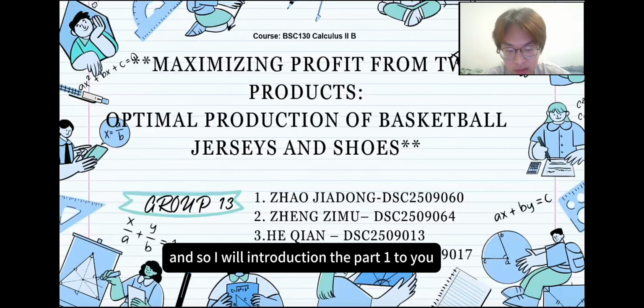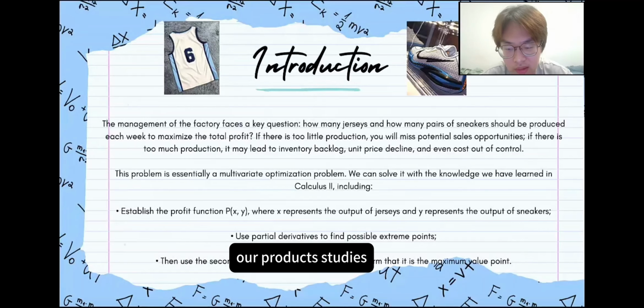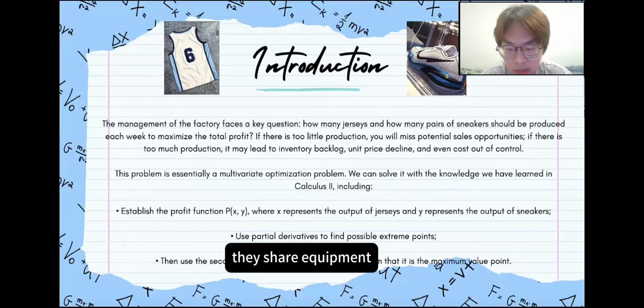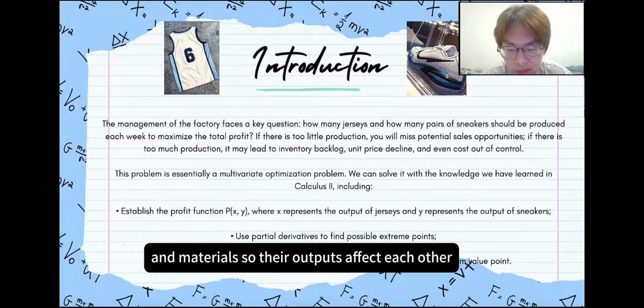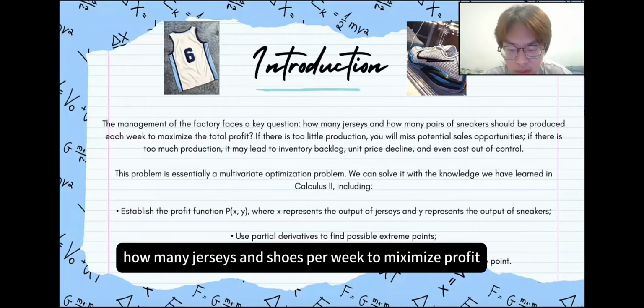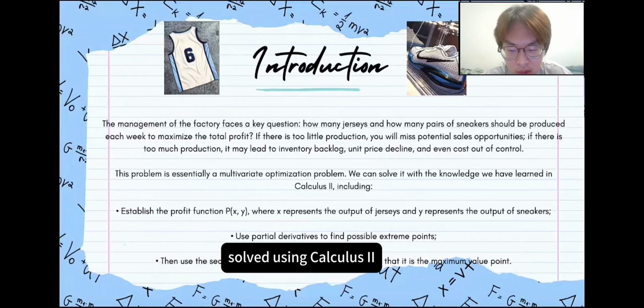So I will introduce part 1 to you. Our project studies a sportswear factory producing basketball jerseys and shoes. They share equipment and materials, so their outputs affect each other. Management wants to know how many jerseys and shoes per week to make to maximize profit. This is a multi-variable optimization problem solved using calculus tools.